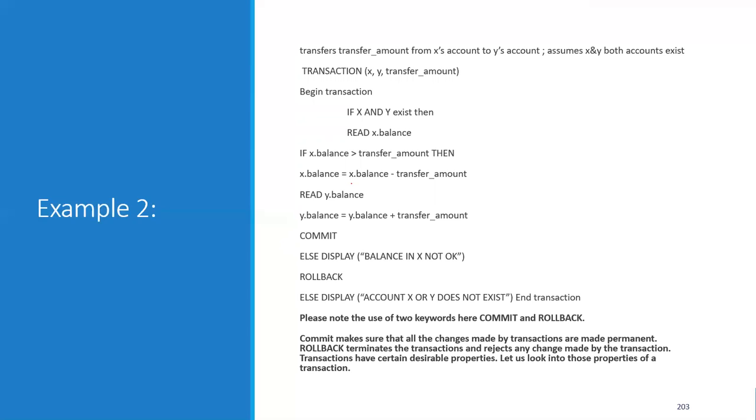Here you try to understand how many operations are performed after beginning the transaction. Read X balance. After reading the X balance, we deduct the transfer amount from the X balance. Then read Y balance. Why do we have to read the Y balance? Because this transfer amount is added to the Y balance. So we are updating the Y balance here: Y balance equals Y balance plus transfer amount.